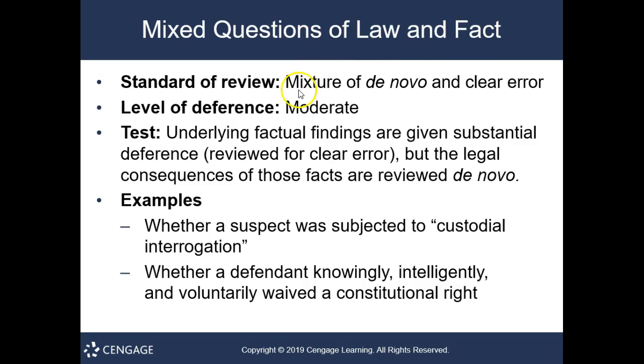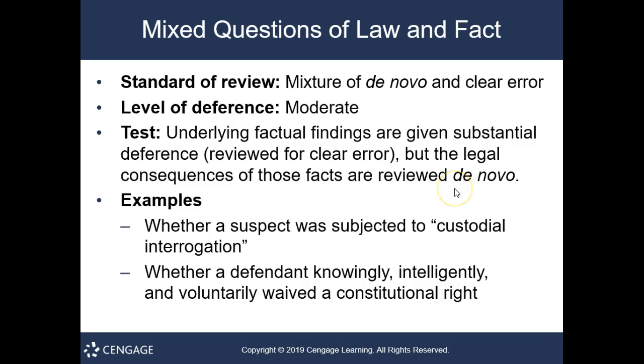Mixed questions of law and fact. There's a mixture of de novo and clear error standards of review. The level of deference is moderate. The test is that underlying factual findings are given substantial deference, reviewed for clear error only. And clear error would require that there was no support for the factual finding that was made. But the legal consequences of those facts are reviewed de novo, because again, it's a matter of the law.